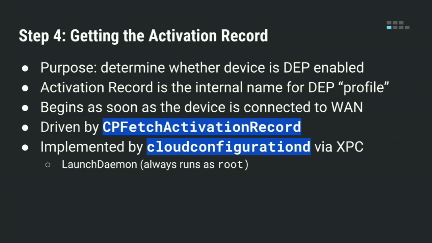Now, this step will begin as soon as the device is connected to the WAN. So the second it has a network reachable or internet reachable IP, it will begin to attempt checking in. This is driven by the private CP fetch activation record function. And as I said, it's implemented by a daemon called cloudconfigurationd. Now, this is a launch daemon, which is macOS lingo for something that runs as root and can be kept constantly running. And it is signaled through macOS-specific IPC called XPC, which if you've done any kind of iOS development or Mac development before, you are either directly or indirectly aware of.